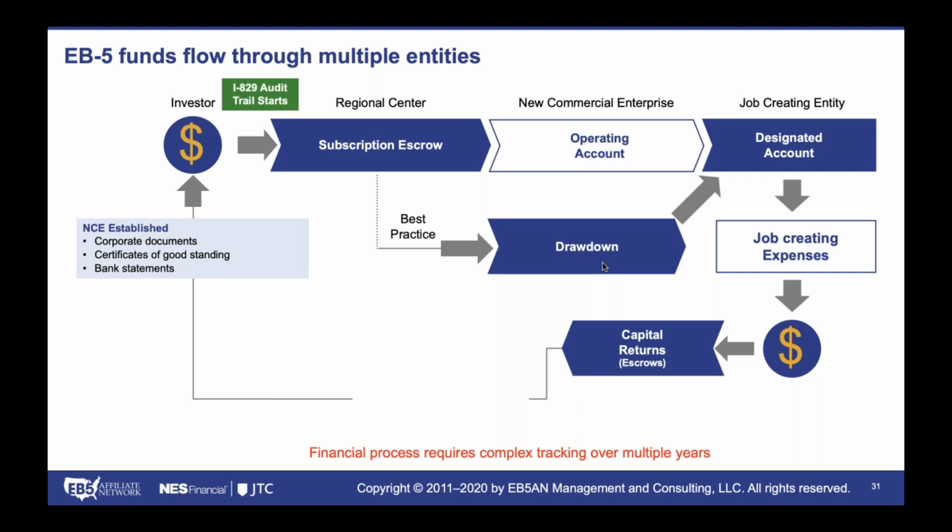Once the escrow triggers are met, the money needs to move into the new commercial enterprise. And this is really important, how it moves, when, all that stuff, because the new commercial enterprise is in fact what the investors are making an equity investment into. But that new commercial enterprise is then usually making a loan to the job creating entity or the developer. Oddly, in many cases, folks didn't set up really a construction drawdown.